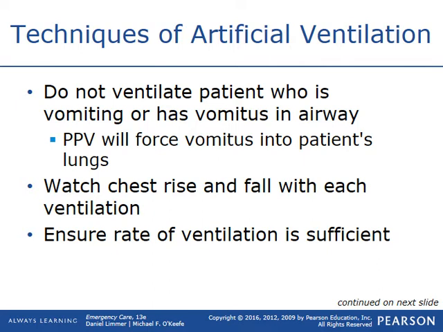So things that we want to consider before we start using positive pressure ventilations. We do not want to ventilate a patient who is vomiting or has vomit in the airway. If we do that, we're going to force that vomit into their lungs and cause aspiration. So if you have to do positive pressure ventilations on a patient who has vomited, you need to make sure to suction the airway clear of all that debris and make sure that there's a clear path. You want to make sure that you're watching for chest rise and fall with each ventilation to ensure that the ventilations are going in, and you want to ensure that the rate of ventilation is sufficient for your patient.